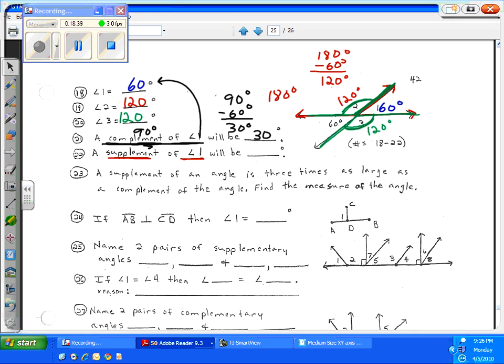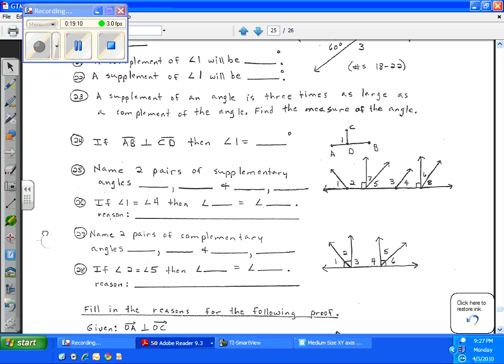Supplementary angles are two angles whose measures have the sum of 180. If we want a supplement of angle 1, and angle 1 is 60, then to get a supplement of angle 1, we would take 180 minus angle 1, which is 60, and we would get 120 degrees. So a supplement of angle 1 would be a 120-degree angle. Any questions on that? Okay.